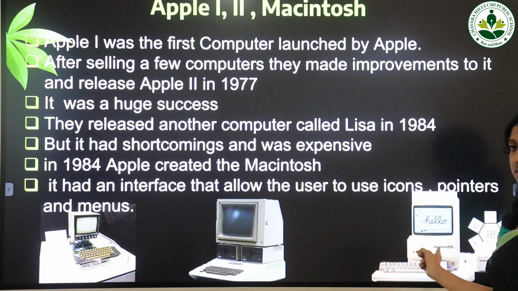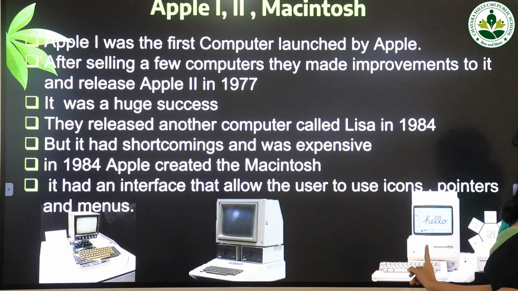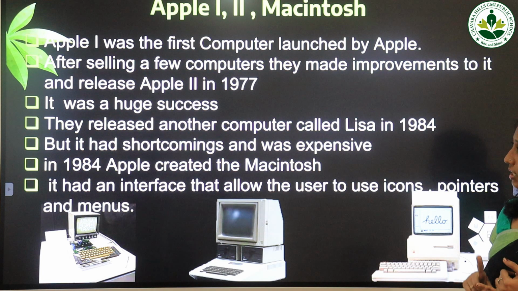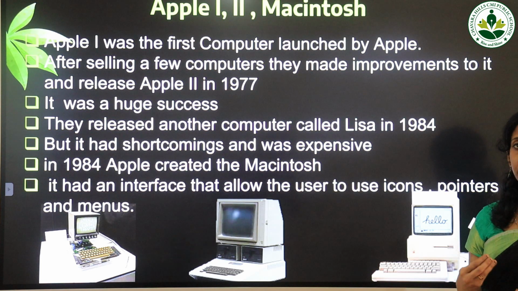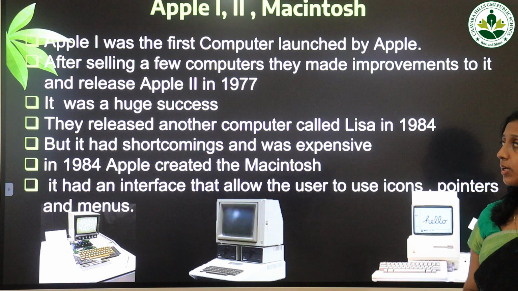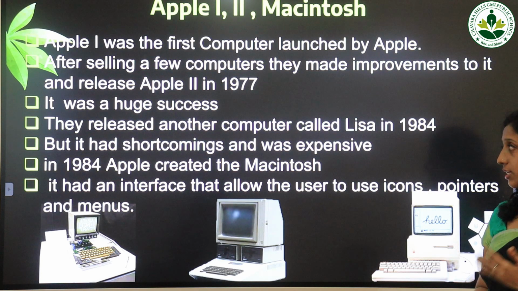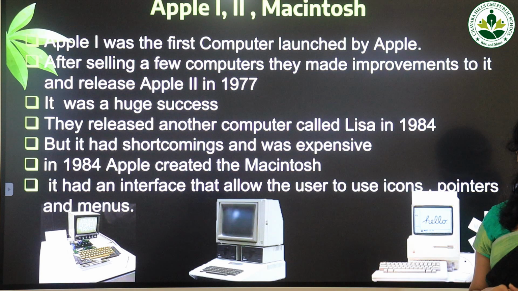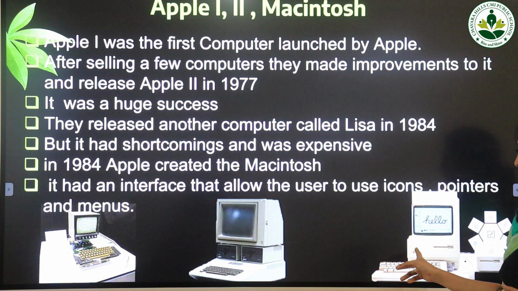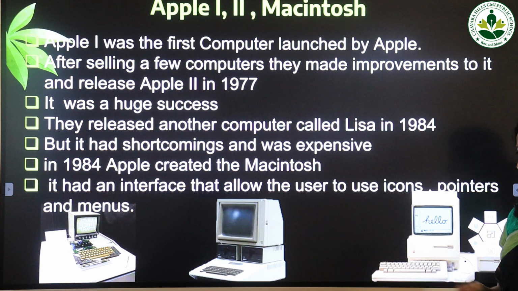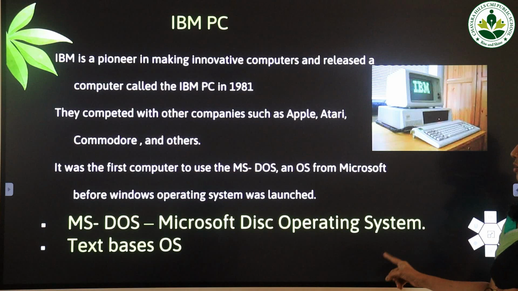So these are the different computers made by Apple. First, Apple made the Apple I, and they made some improvements and released Apple II. After that, they released Lisa, but Lisa was expensive. Therefore, after that, Apple created the Macintosh, and the Macintosh allows the user to use icons, pointers and menus.